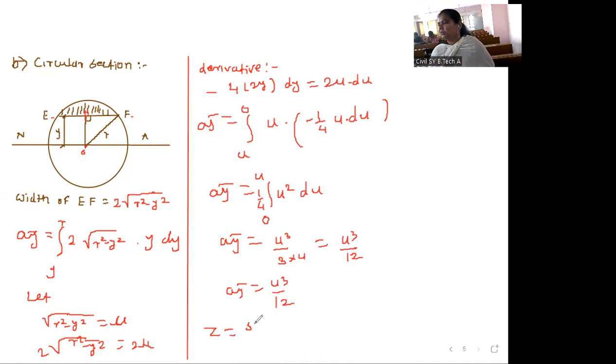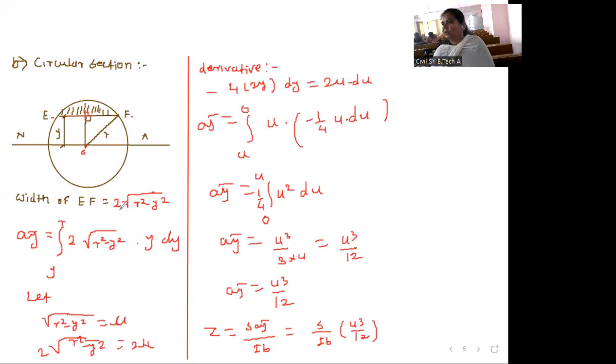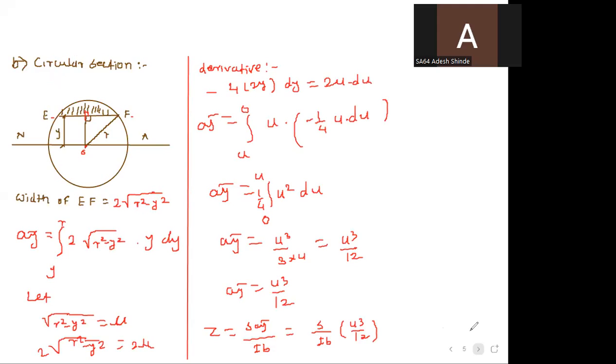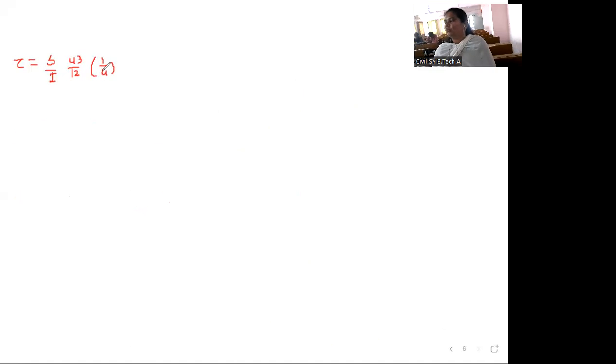Remaining formula same, tau which is equal to S A y bar divided by I B. So S and I B we will take as it is, and the value of this A y bar is u cube divided by 12. Now we will put the value of this moment of inertia. So our equation is tau equal to S divided by I. We will write here u cube divided by 12, and B is nothing but 1 divided by u, because the width is 2 root of r square minus y square. So here the width is 1 by u.